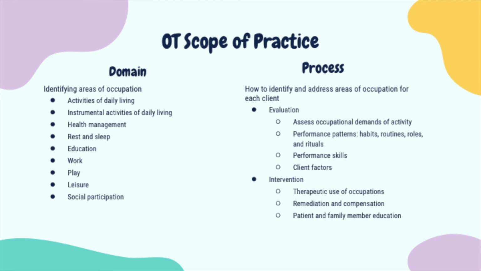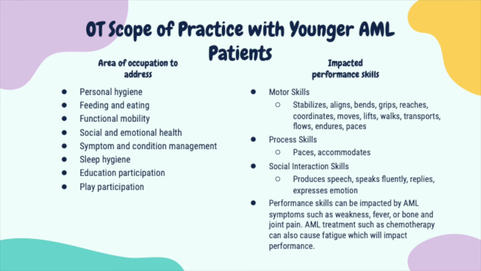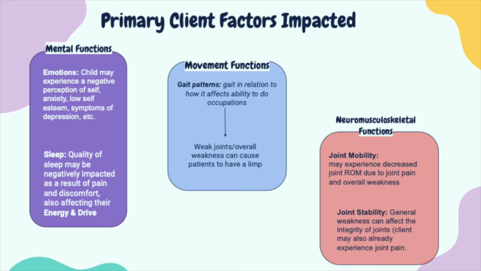In working specifically with younger AML patients, the OT scope of practice focuses on several areas of occupation that include but are not limited to personal hygiene, social and emotional health, and participation in education and play. Performance skills that might be impacted for this population include motor skills, process skills, and social interaction skills. Just as performance skills are affected, so are client factors. The primary client factors impacted include the following.